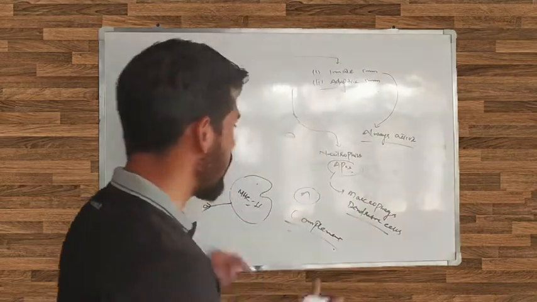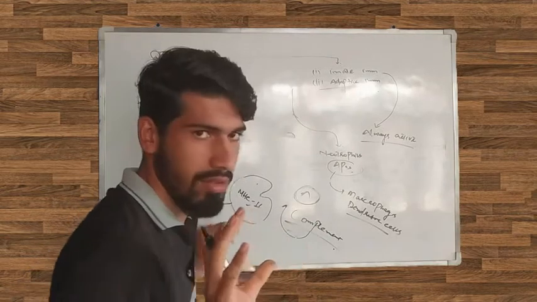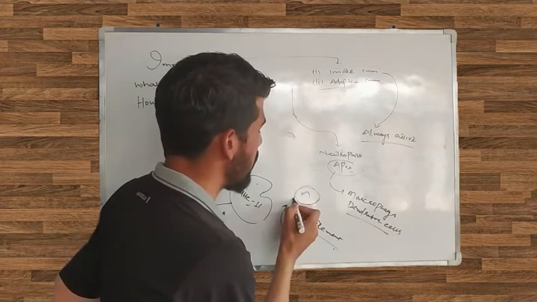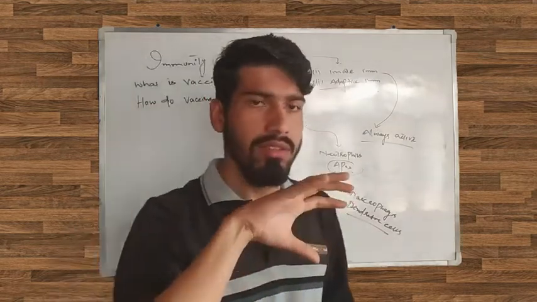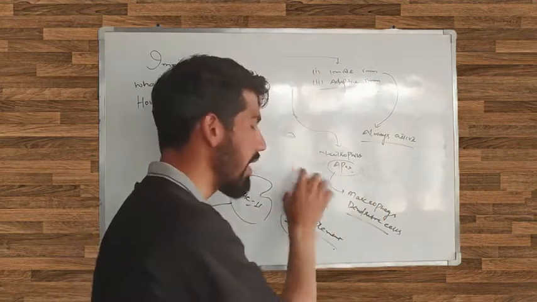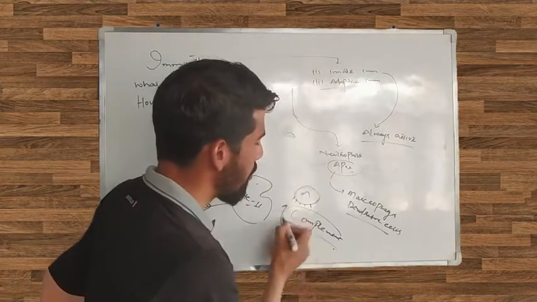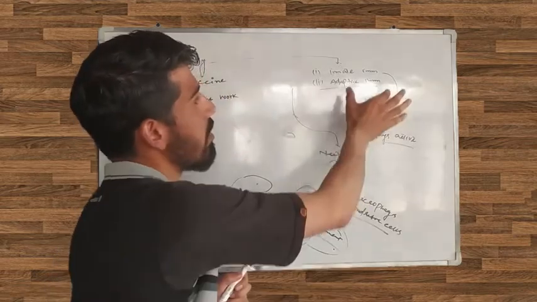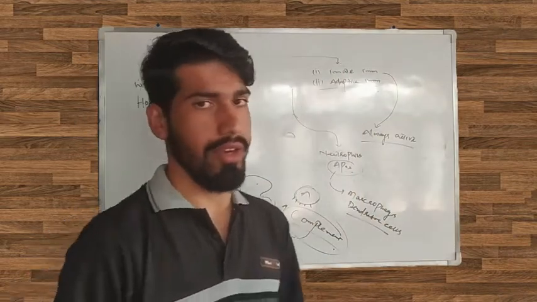Actually, when this is the antigen, these release some chemicals. These chemical materials bind on the surface of the antigen and make little pores on the antigen and destroy it. That is the job of the complement system. So this is the whole process of innate immunity.